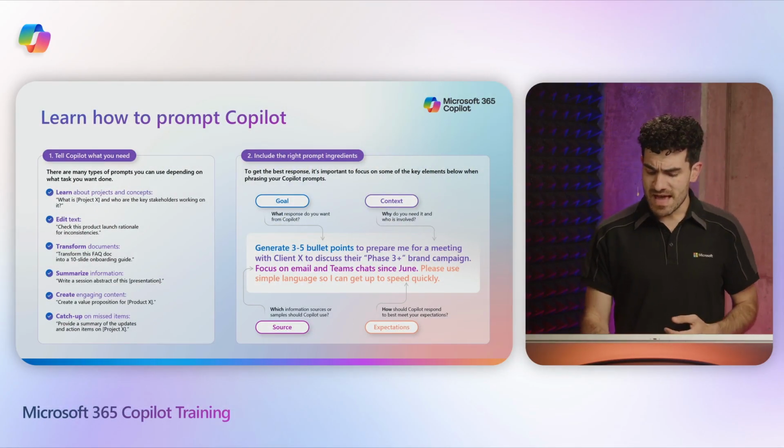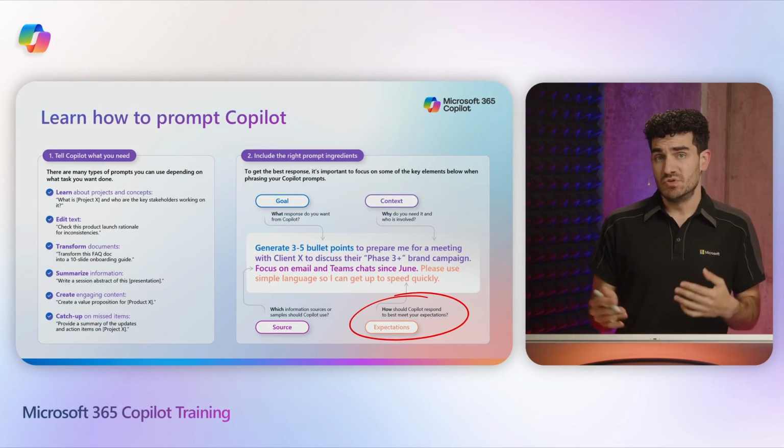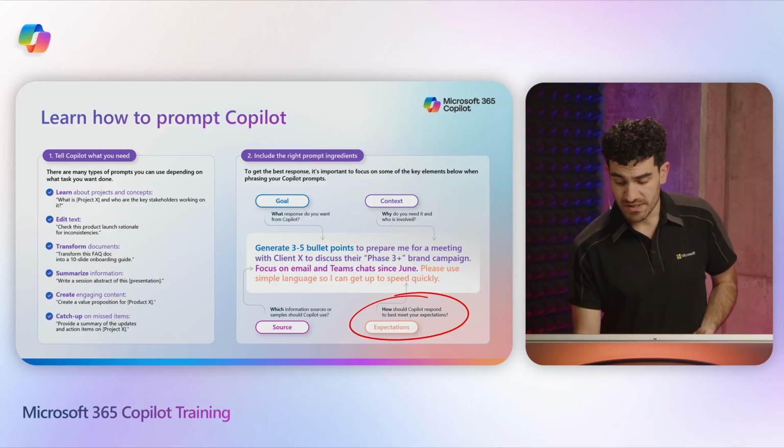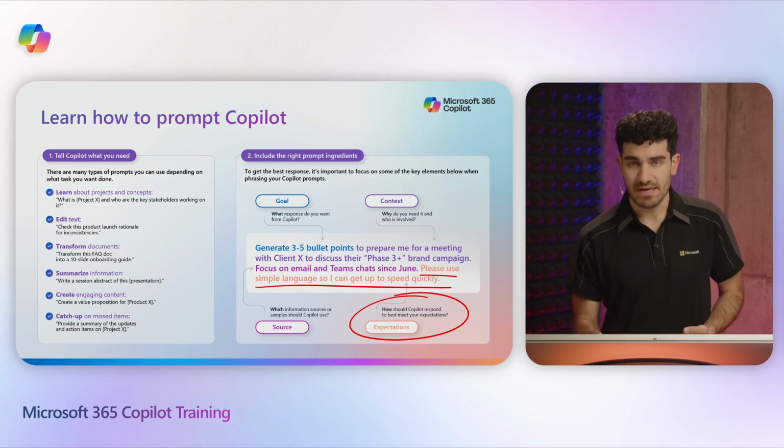And finally, the expectations. You should define how Copilot should respond. So, for example, please use simple language so I can get up to speed quickly. Or explain this to me like I'm a child, or even explain it to me as if I were a pirate. Whatever you'd like. These elements, the goal, context, source, and expectations, are the ingredients for a great prompt.